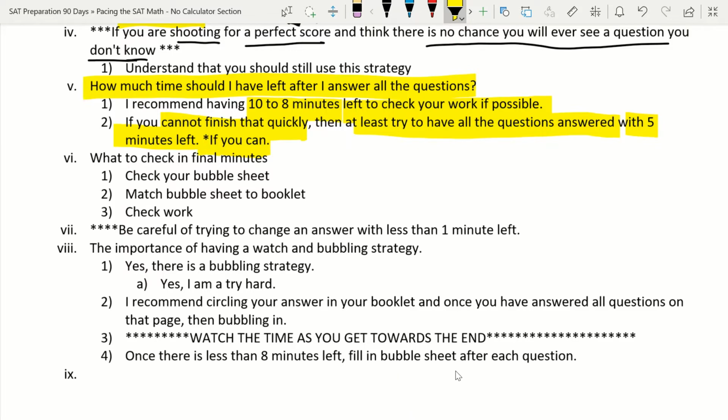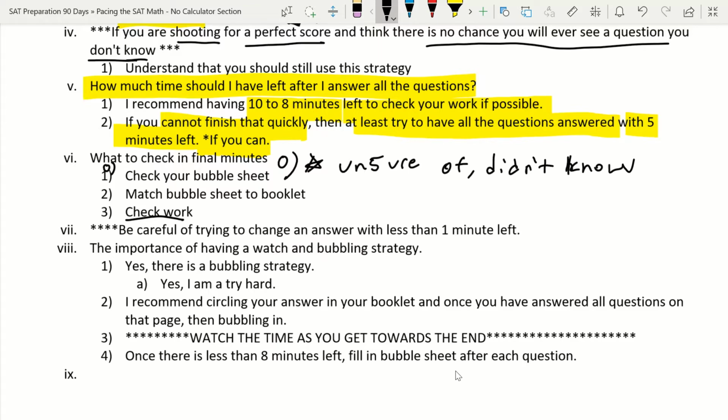So what to check in the final minutes? Let's say that you've gone through and you've answered all your questions. Obviously, the first thing you're going to want to do here, so I'll put a 0 step right here so you can see it bigger, is go through anything that you starred as being unsure of, or anything that you hadn't answered yet or didn't know how to do. Go back and try to do those first after you've answered all the rest of them.